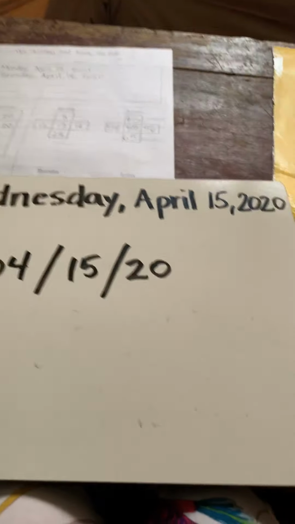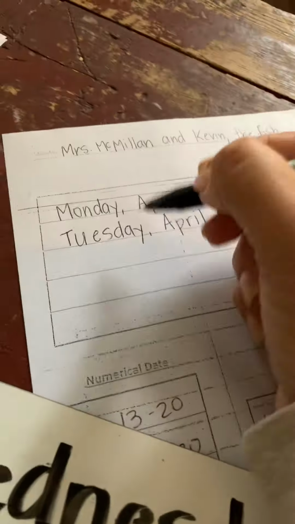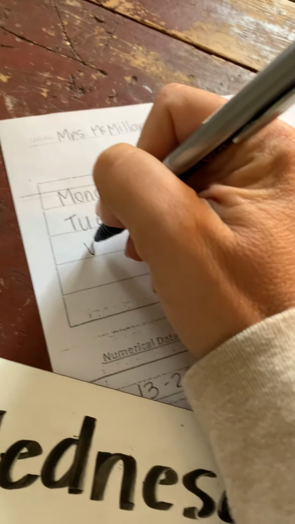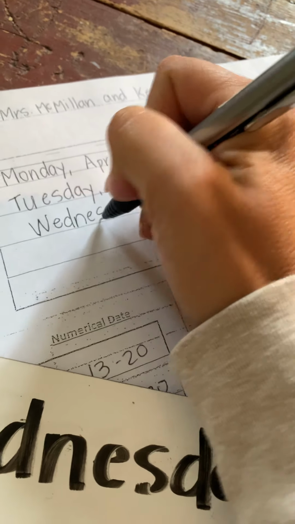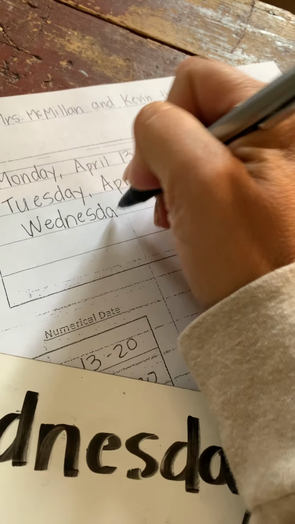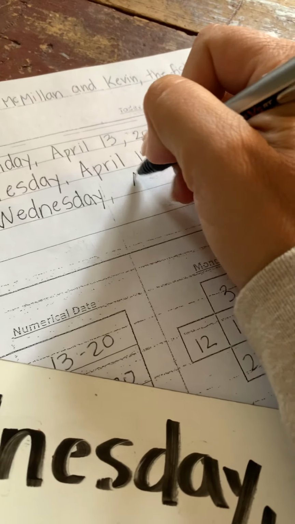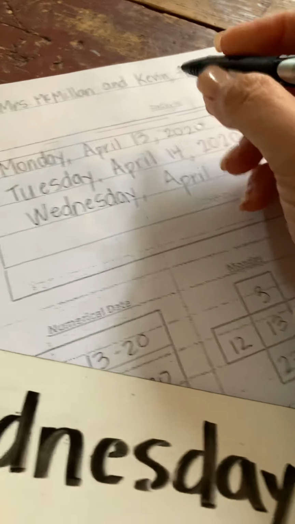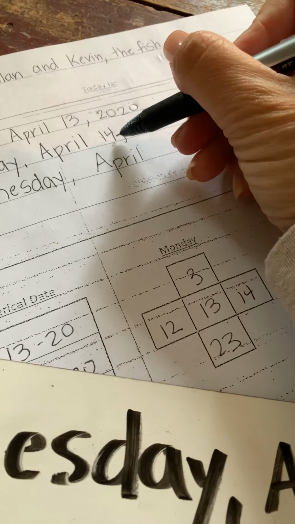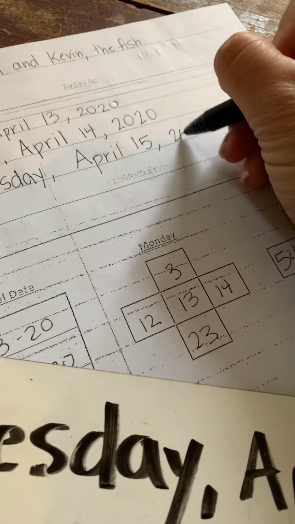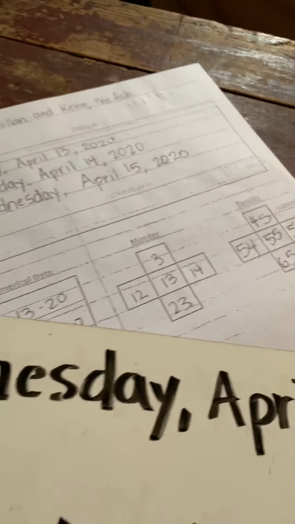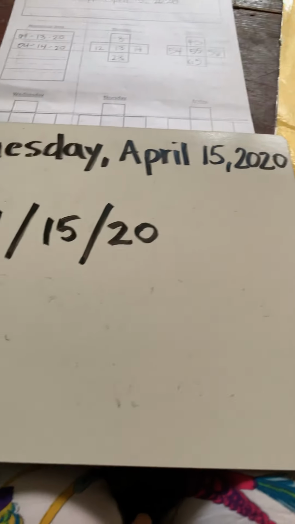Today is Wednesday, April the 15th, 2020. If you've got your bell ringer sheet, you're going to write here, Wednesday. And today is April. Yesterday was 14, so what comes after 14? 15. And the year is still 2020. So it's Wednesday, April 15th, 2020.